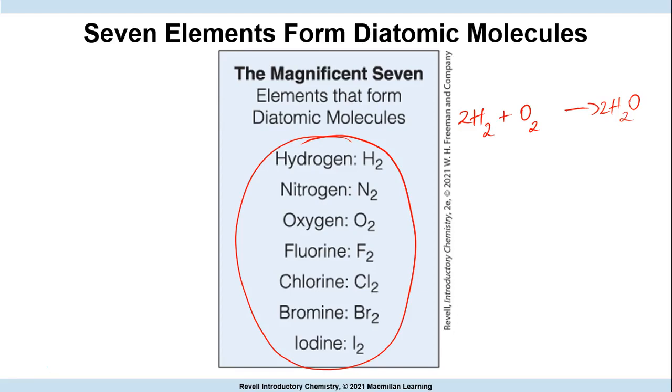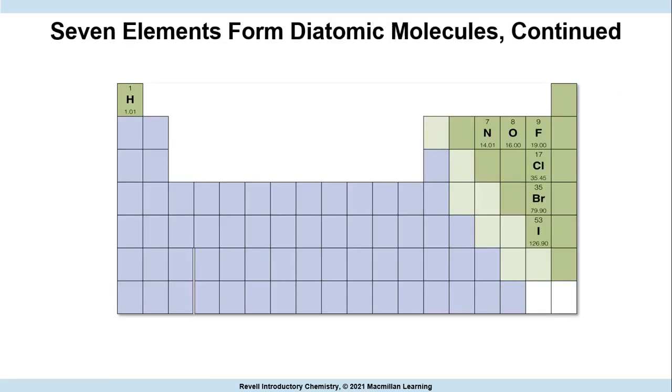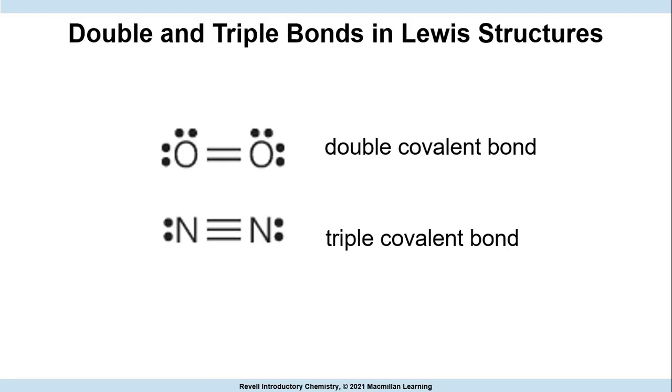So these are diatomic molecules: hydrogen, nitrogen, oxygen, fluorine, chlorine, bromine and iodine. Make sure you remember them. Now, these are the elements that we just cited, that they are diatomic molecules. They will always be diatomic.